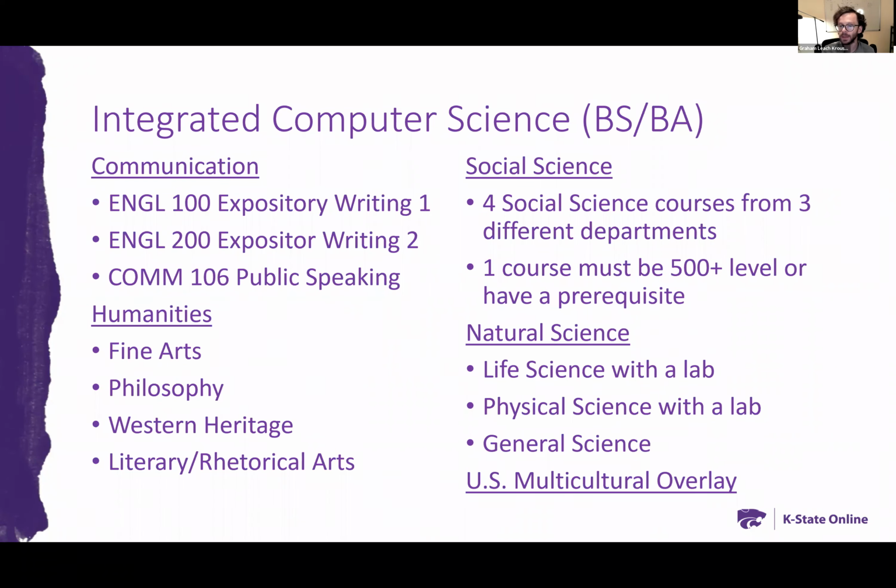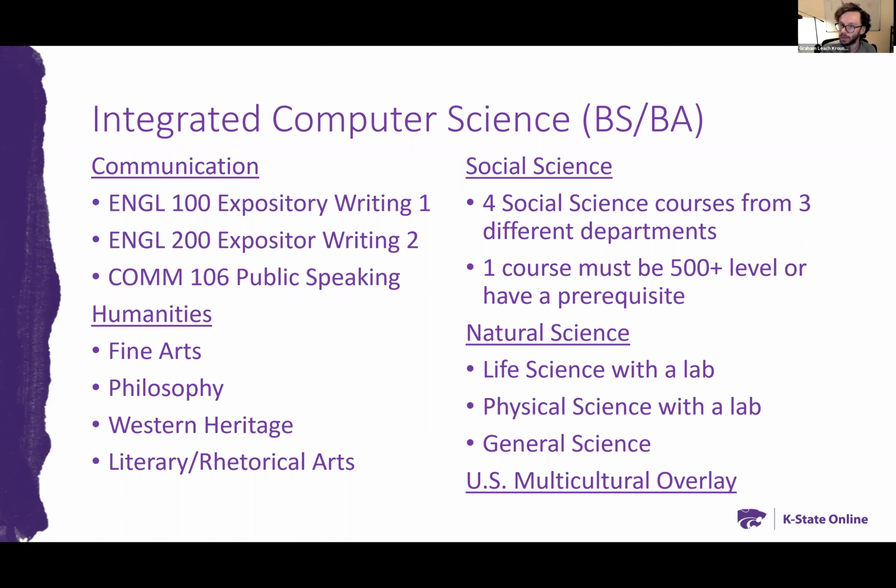Okay, so because integrated computer science is an arts and sciences major, it also includes general education requirements, which are always part of any arts and sciences major. So that's some background in communication. You learn a little bit about public speaking, a little bit about writing, classes in a couple of different areas across the humanities, including philosophy. Some of the classes that you might take on professional ethics could be philosophy classes, classes in the social sciences, a class in the natural sciences, and a multicultural overlay.